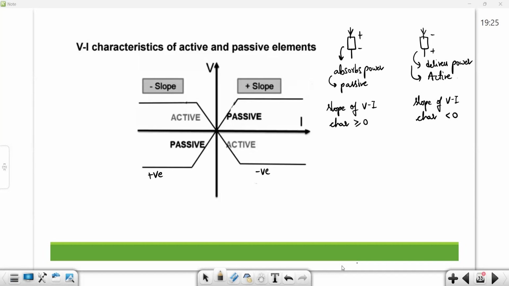Yes, please tell why the third quadrant slope is positive even though it is going down. Waiting for your answers. Please reply.